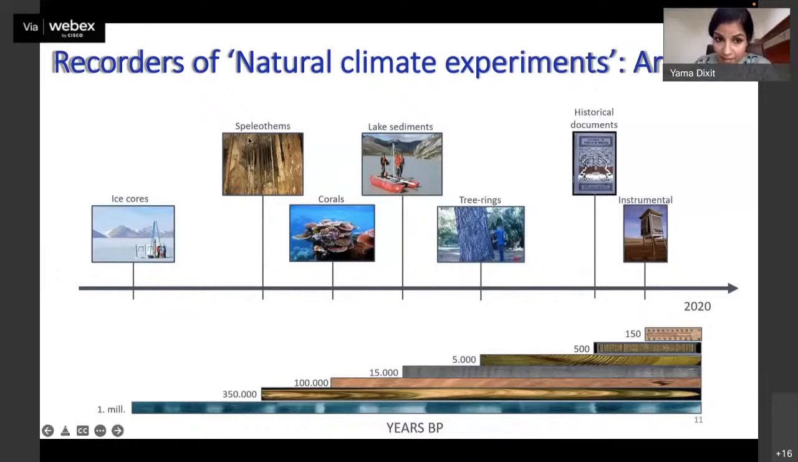Now, speleothems are cave deposits. So in regions where there are carbonate caves, these deposits can be used as past recorders of climate.